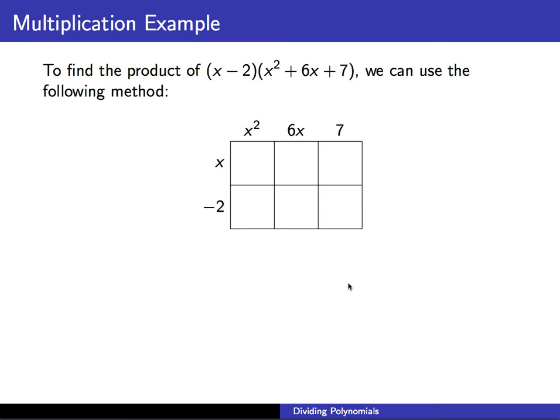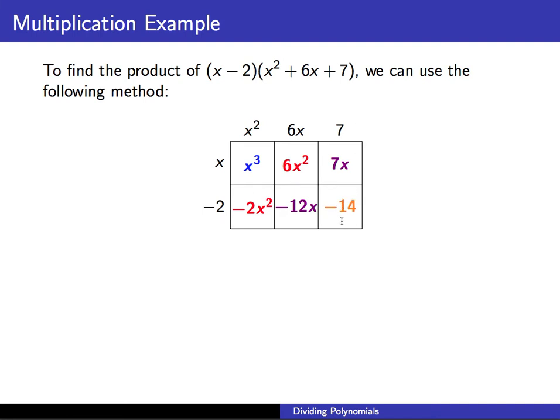And this is just a way to help organize the distribution of x minus 2 to each of these terms. So we take x times x squared and we write its product inside, and we get x cubed. Negative 2 times x squared is negative 2x squared. X times 6x will give us 6x squared. Negative 2 times 6x is negative 12x. X times 7 is 7x, and negative 2 times 7 is negative 14.